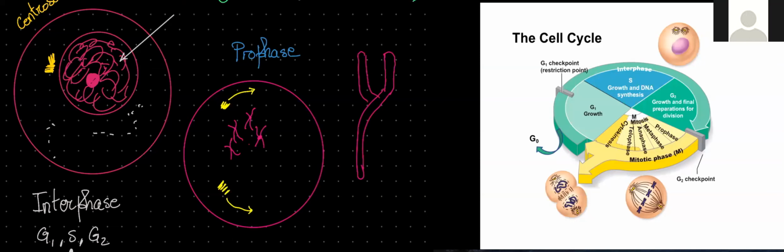Here like this. Those are the two sister chromatids, and they are attached here at the centromere. All right, so I've condensed the chromatin into chromosomes. This is my chromosome, which is the condensed form of the chromatin.